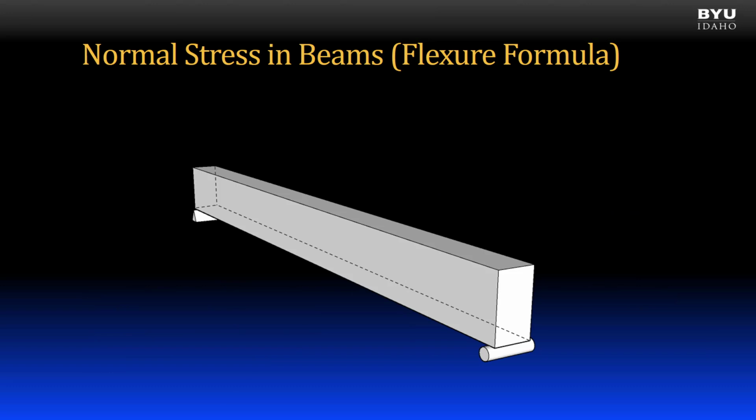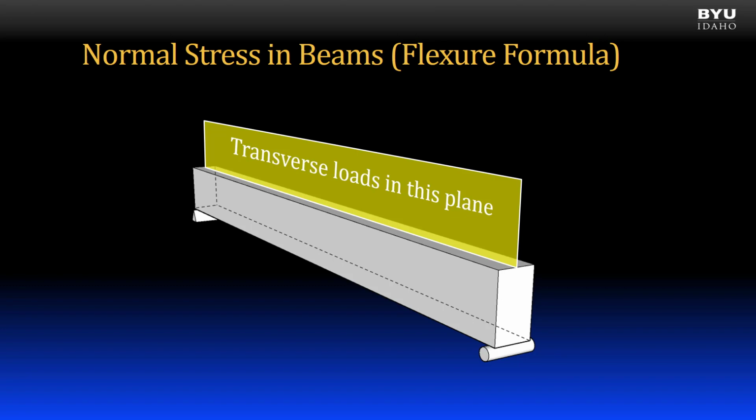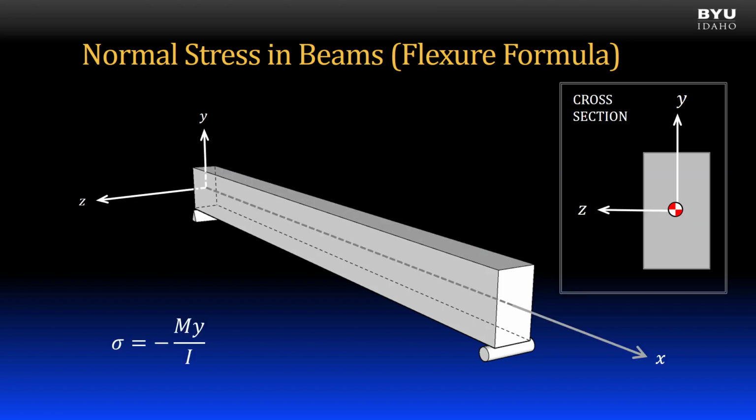The Flexure formula is based on a particular coordinate system. Consider the simply supported beam. Suppose the transverse loads acting on the beam all occur in the vertical plane shown. We assume the plane of the transverse loads is the xy plane. Here is the corresponding coordinate system. Note that the x-axis is the longitudinal axis of the beam. It is located at the beam cross-section's centroid. The y-axis is in the vertical direction, and the z-axis is perpendicular to the plane of the loading.